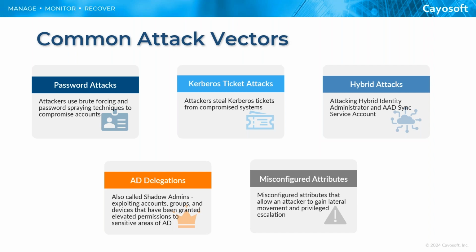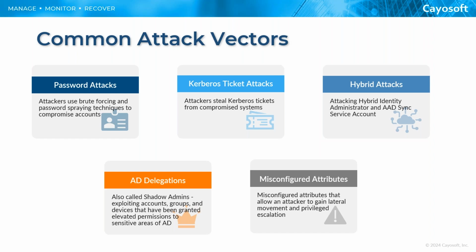Now let's look at AD delegations. I call this one shadow admins. This is a very hard area for organizations to get their hands on. What does this involve? Exploiting accounts, groups, and devices that have been granted elevated permissions to sensitive areas of Active Directory, but don't necessarily belong to what we call those privileged groups within an organization. So they're very difficult to find within an organization. Misconfigured attributes.